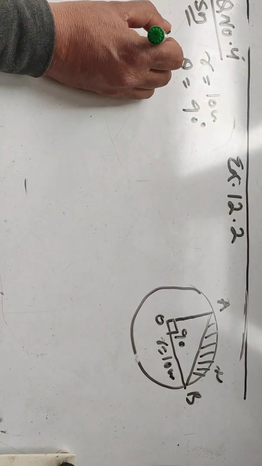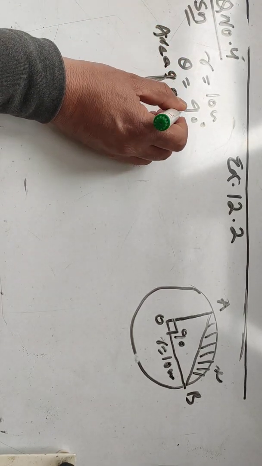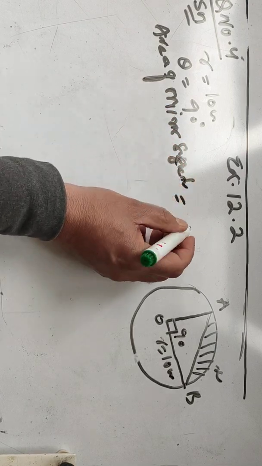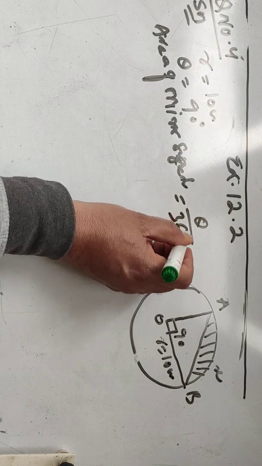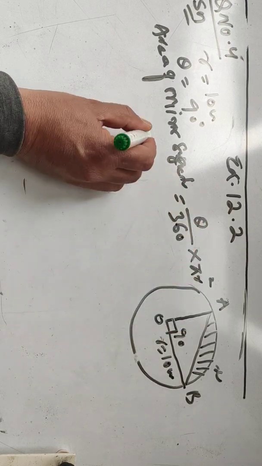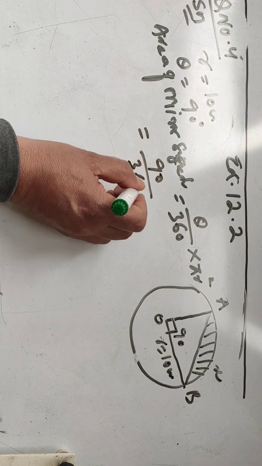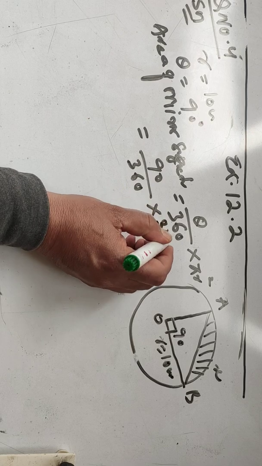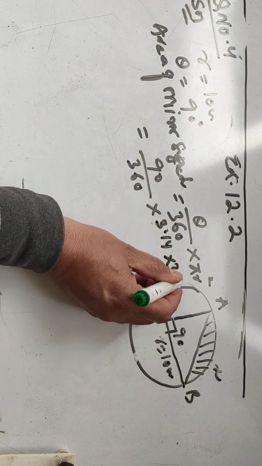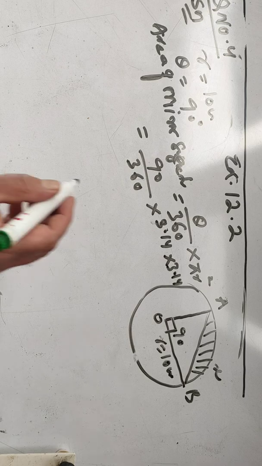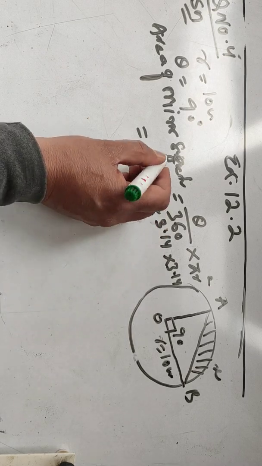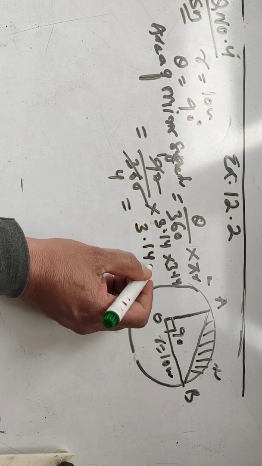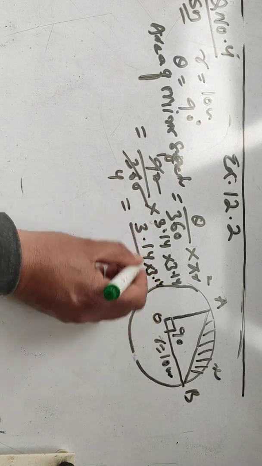Now, area of the minor sector equals theta upon 360 into pi r square, isn't it? Theta is 90 divided by 360. Pi is 3.14. 3.14 into 3.14. We have to take the pi as like this. This 0 and 0 gets cancelled. 9 1 are 9, 9 4 are 36. So 3.14 into 3.14 divided by 4.